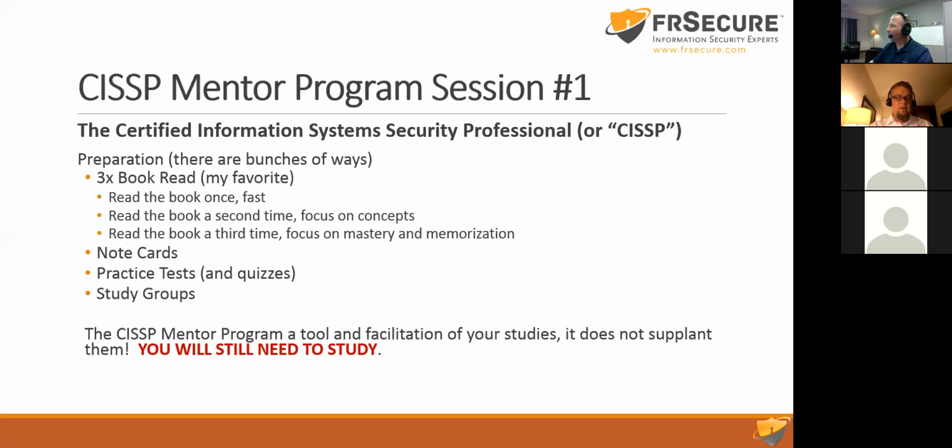So I'd rather focus on the content of the question as opposed to the question itself. And I don't know if that makes any sense, but that's one reason why I like practice tests. The other reason why I like practice tests is it really drives home that retention. It drives home the memorization for when I get there.